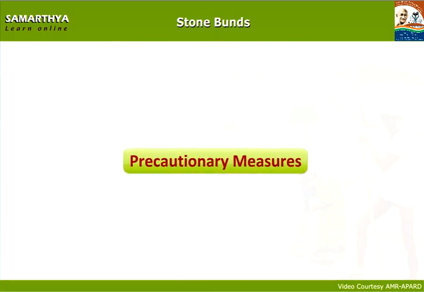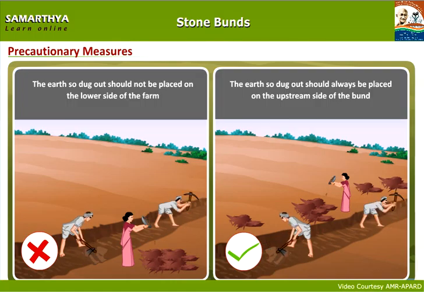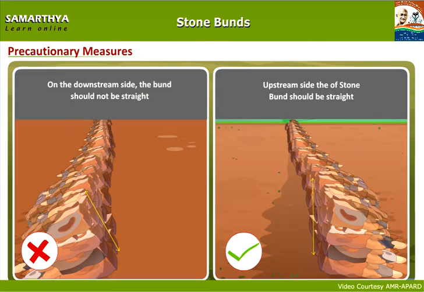Do's and don'ts. Precautions to be taken while building stone bunts. No stone bunt should be built without a foundation. A foundation is necessary for stone bunts. The earth so dug out should not be placed on the lower side of the farm. The earth so dug out should always be placed on the upstream side of the bunt. On the downstream side, the bunt should not be straight. The upstream side of the stone bunt should be straight.